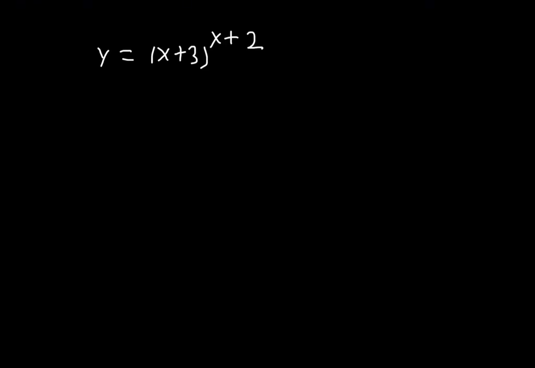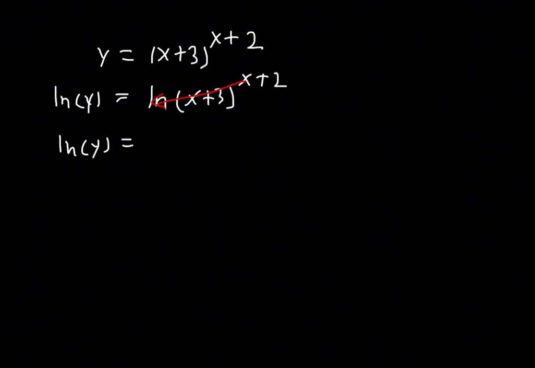Okay, so the first step will be taking the log on both sides. So ln y is equal to ln of (x plus 3) raised to the power of (x plus 2). And the property of log lets you bring the exponent to the front. So ln y is equal to (x plus 2) times ln of (x plus 3). Now our next step is to take the derivative on both sides.